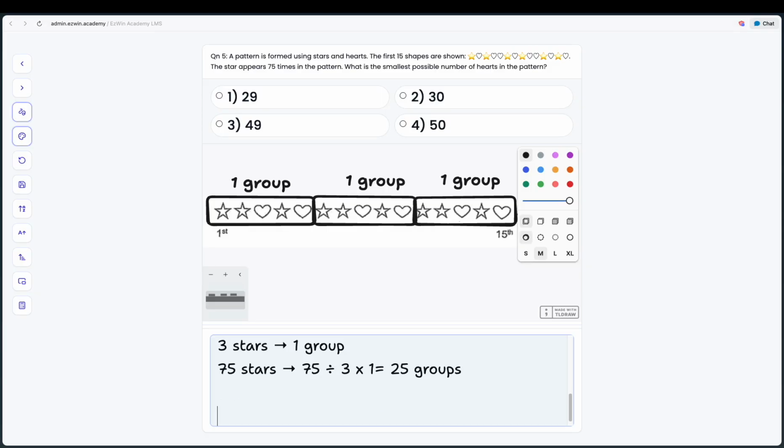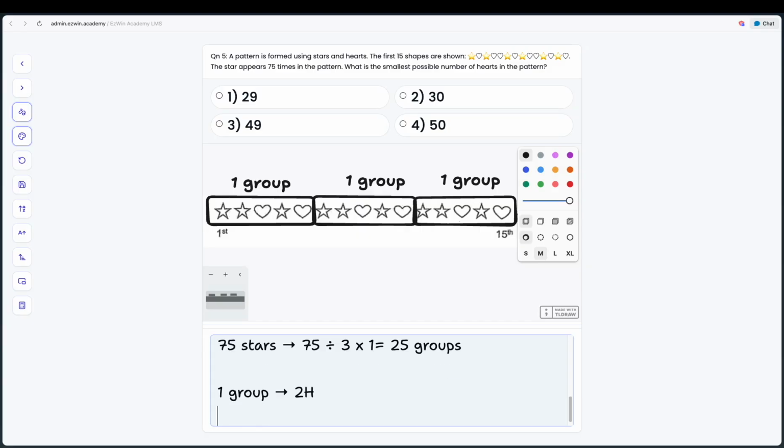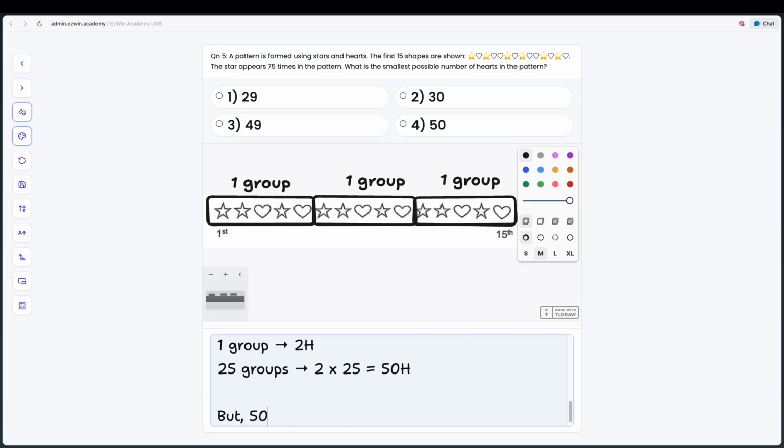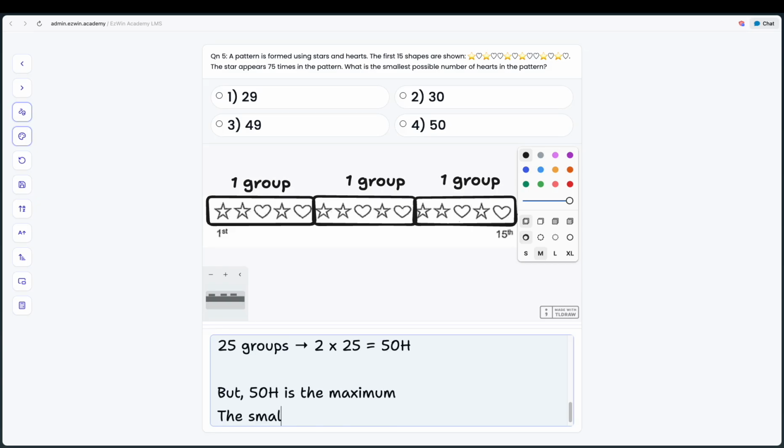What's the smallest number of hearts? In one group, there are 2 hearts. You want the smallest number. So for example, with 25 groups, there will be 2 times 25. This will give us 50 hearts. But 50 hearts is the maximum.